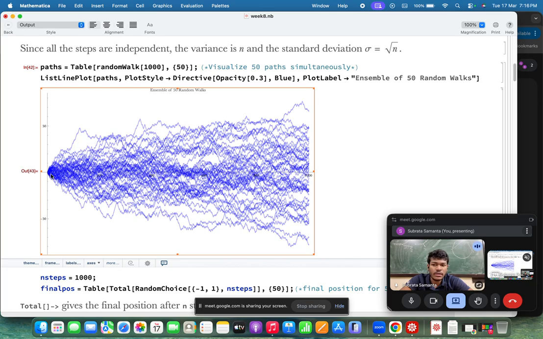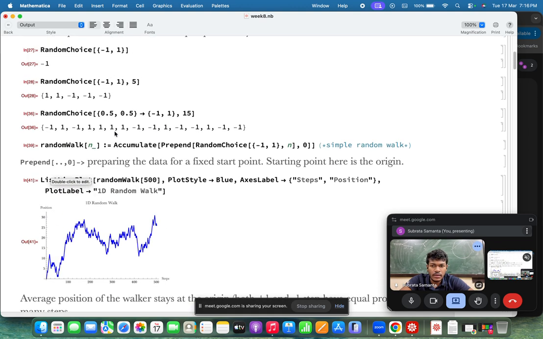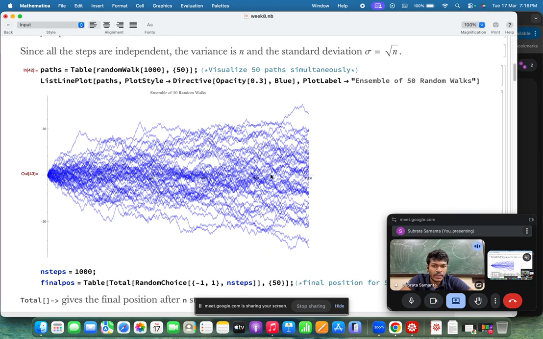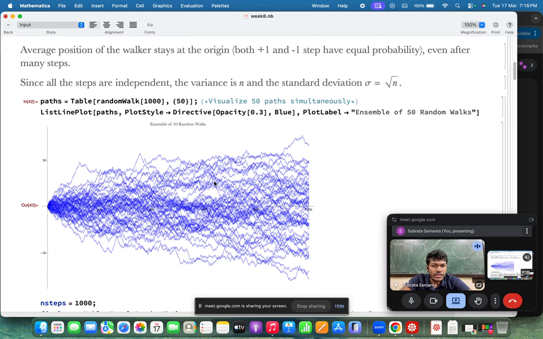On average, you see, you start from the origin. So this is your origin. All the paths start from the origin because I define my random walks from 0, and then they scatter. But if you calculate the average at each step, you see it stays at the origin, over all the paths. So this is for 50 paths.